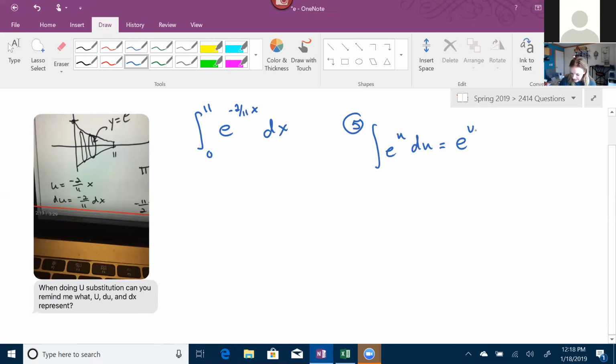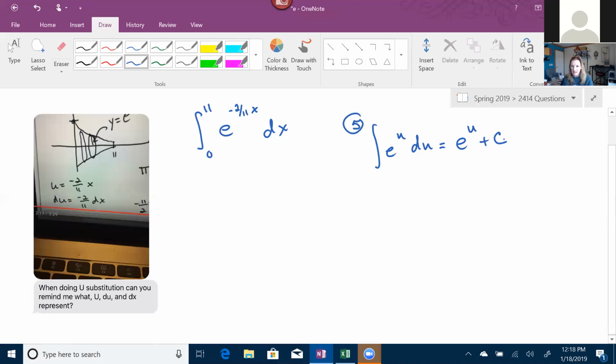So what's so exciting here is that the antiderivative of e to the x is just e to the x. The derivative of e to the x, e to the x. The only function that is its own derivative. So it's pretty cool little thing about e to the x. But we're not dealing with e to the x. We're dealing with e to the -2/11 x. So how do we handle that? We handle that through this method of substitution.